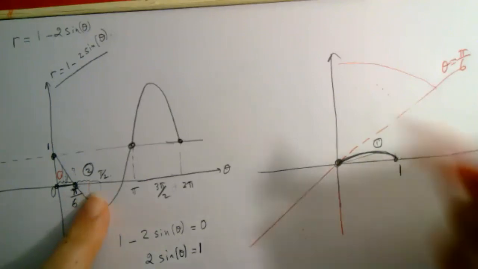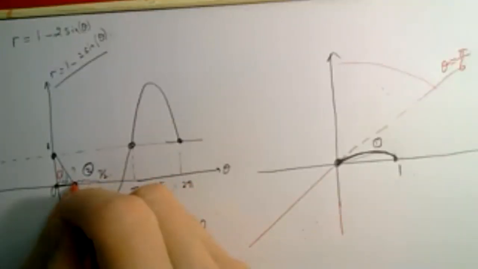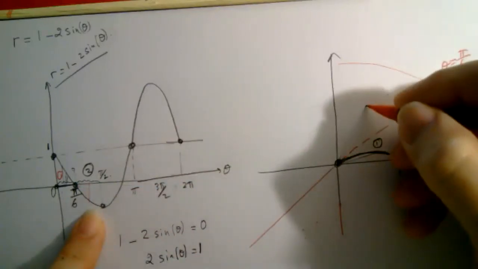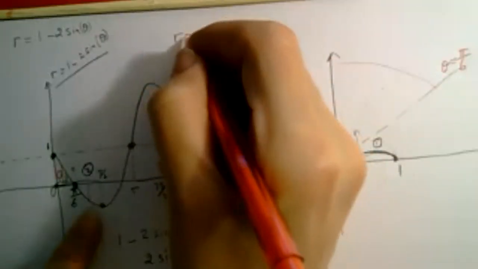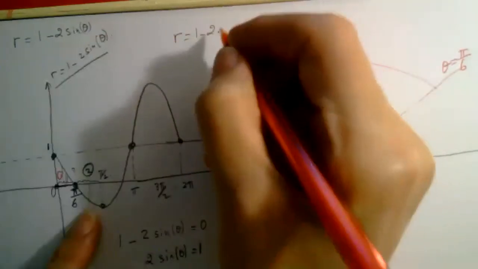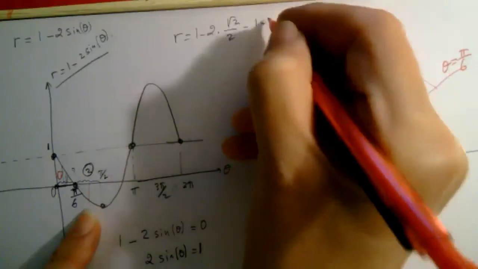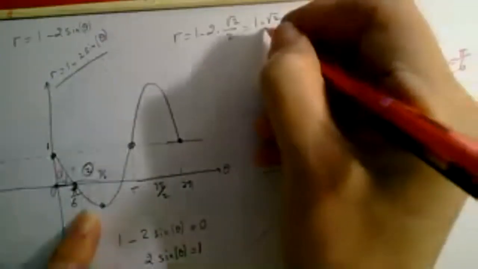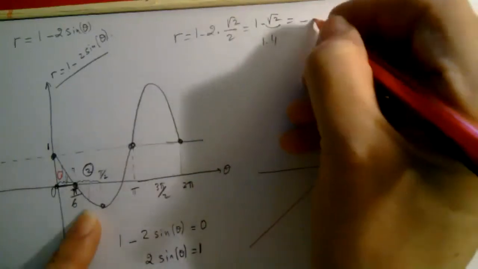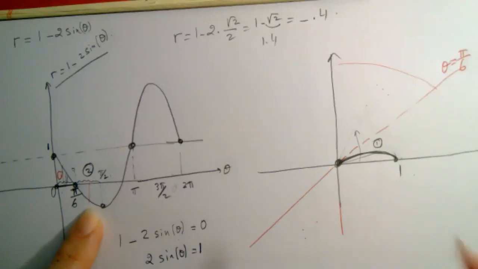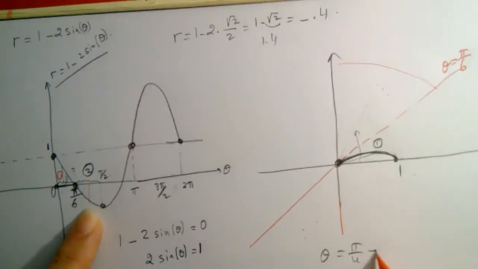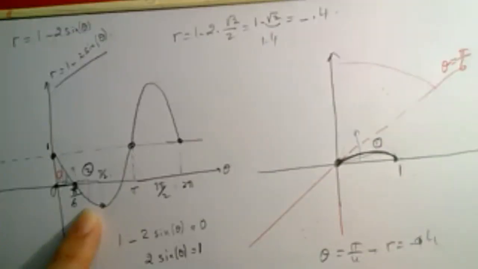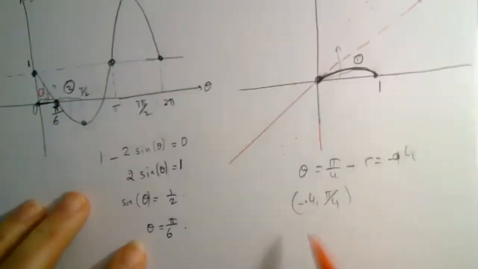For example, suppose I take something between pi over 6 and pi over 2, say pi over 4. Theta is pi over 4. I plug pi over 4 into the equation for R and get 1 minus 2 times the sine of pi over 4, which is the square root of 2 over 2, so 1 minus the square root of 2, which is almost 1.4. If theta is pi over 4, my R is minus 0.4. The polar coordinate will be minus 0.4 and pi over 4.